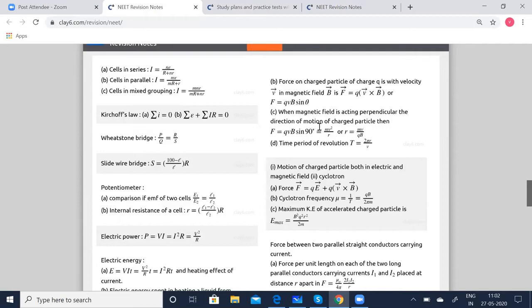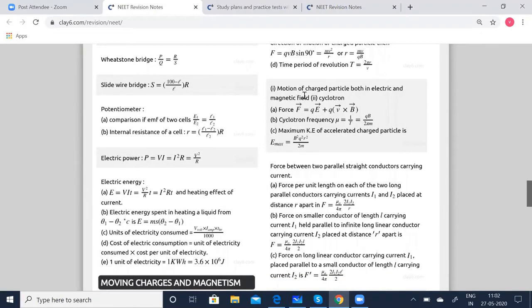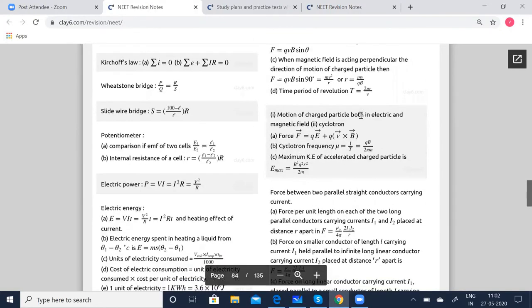Next is motion of a charged particle both in electric and magnetic field, and then the cyclotron. Both we are going to see. Motion of a charged particle both in electric and magnetic field is given by F vector is equal to qE vector plus q into v vector cross B vector. So you can see the force is now going to be the addition of the force due to the electric field and the force due to the magnetic field. So qE vector plus q times v cross B.